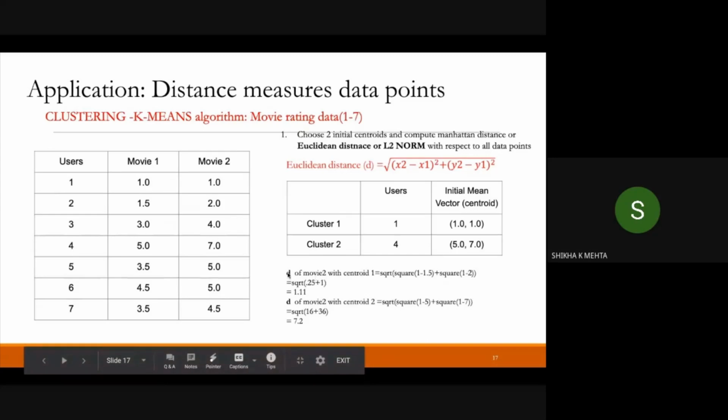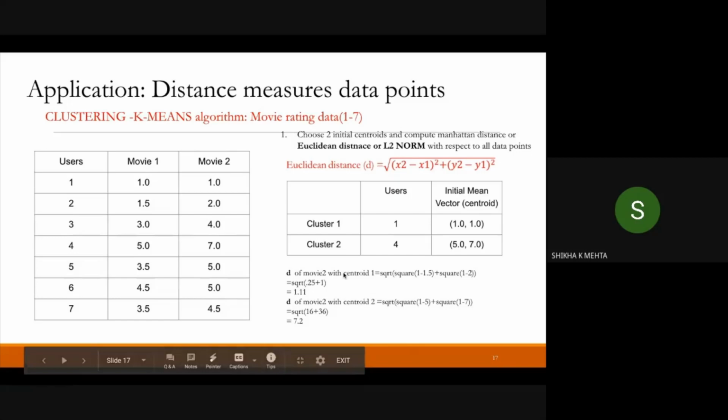See what I have shown you in the first example. If we want to compute the Euclidean distance d of user 2 with centroid 1, right? Yes, this is user 2. Sorry, by mistake it is written wrongly. I'll correct it: user 2 with centroid 1.